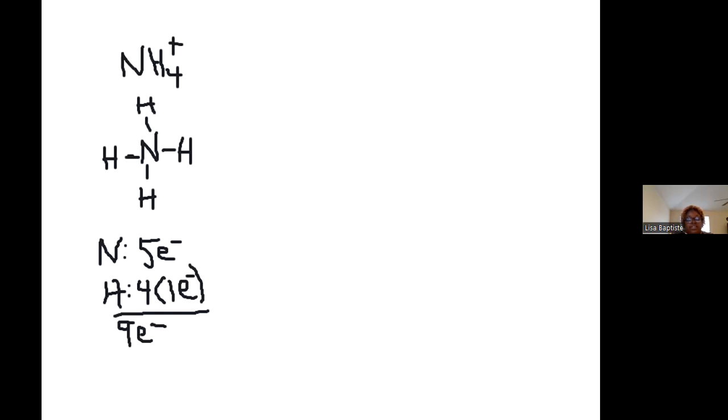But we have a charge here. This charge is positive. Remember, electrons have a negative charge, so anytime it's positive, that means we're going to subtract electrons. And when it's positive, there is this 1 that's understood. You don't have to write it, but just note that that is what that represents. And so we're going to subtract 1 electron here, and when we do that, we have 8 electrons that we are working with.